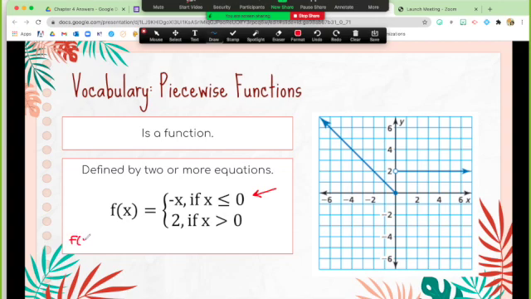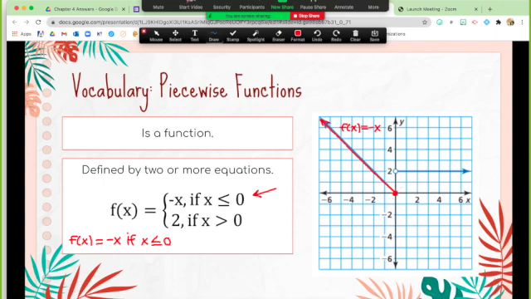The first one that's being shown is f of x equals negative x if our x value is smaller than or equal to 0. So I can show that here on this graph. We have the linear equation f of x equaling negative x.